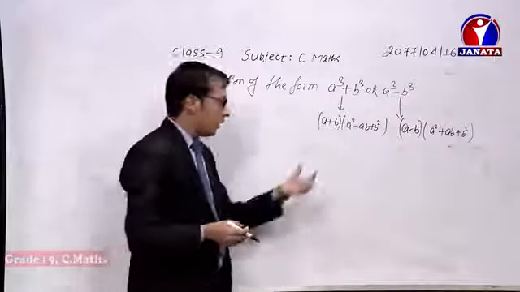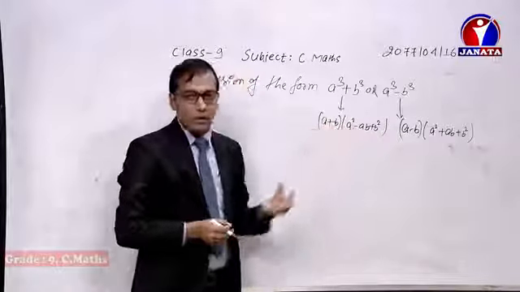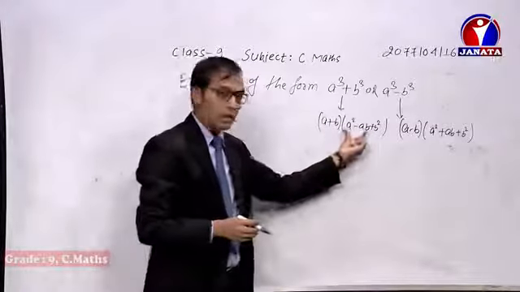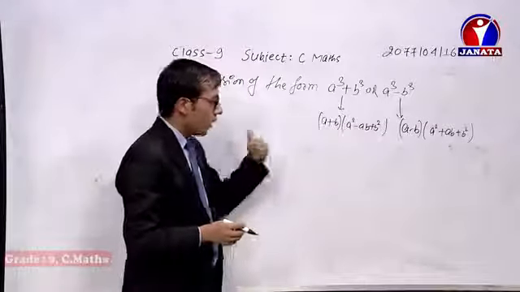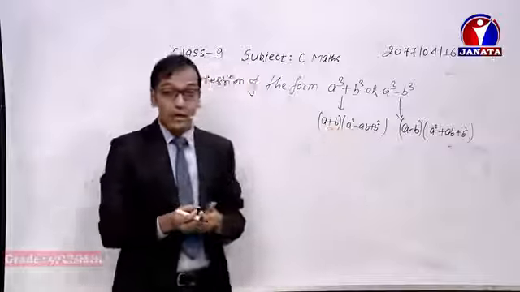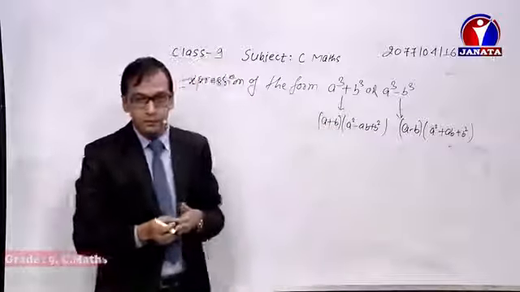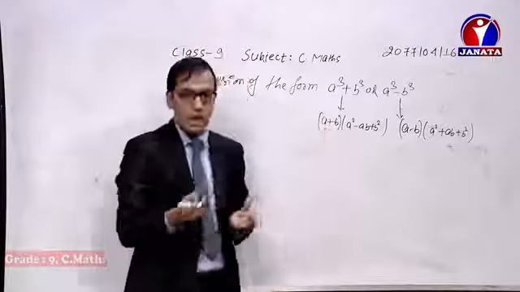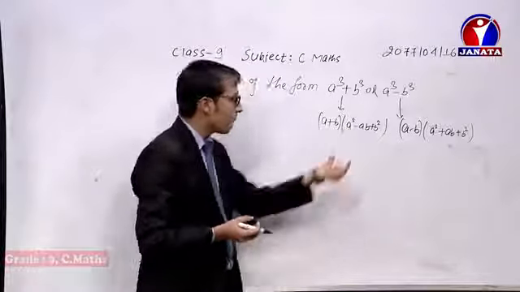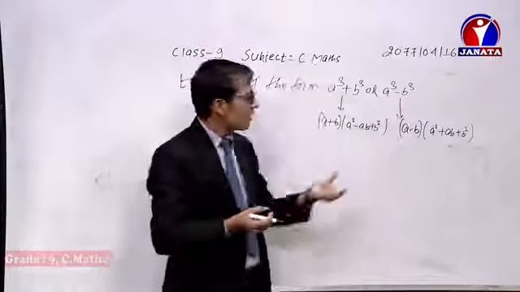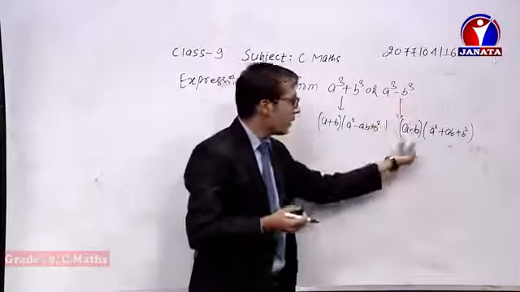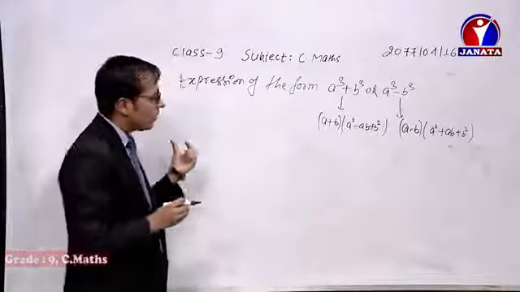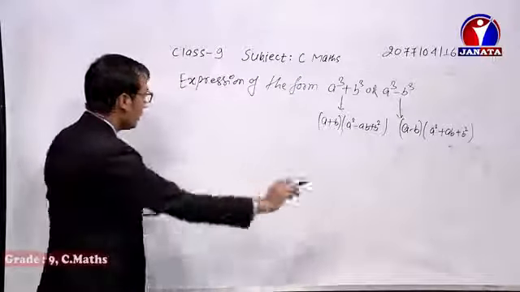We can find how these two factors, a plus b times a square minus ab plus b square, are the factors of a cube plus b cube. We can derive this, but here directly we are applying the formula. A cube plus b cube, two factors are a plus b times a square minus ab plus b square. Similarly, what are the factors of a cube minus b cube? Its factors are a minus b times a square plus ab plus b square. So let me take a small example, short example here.